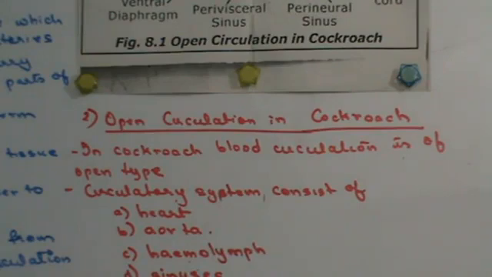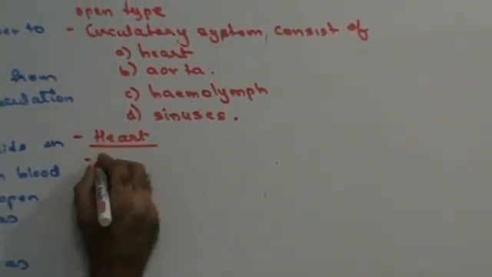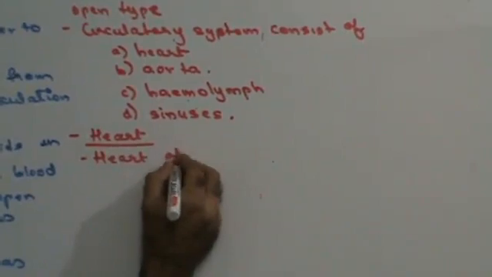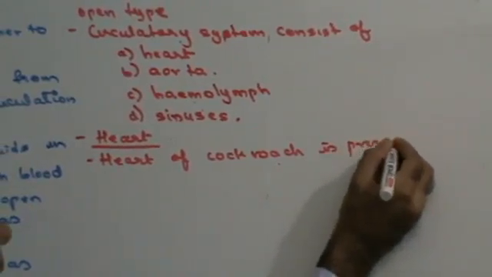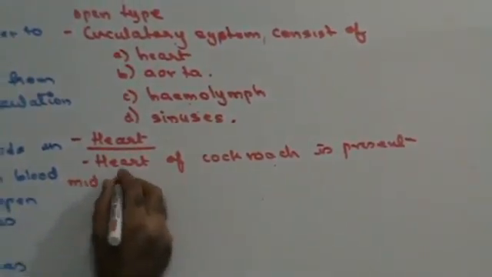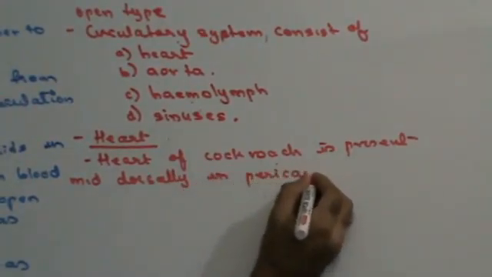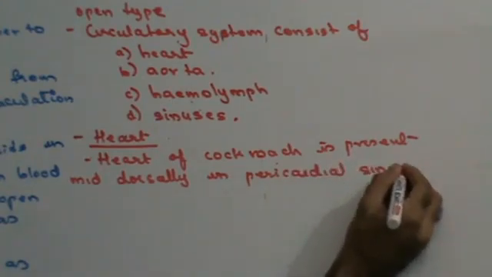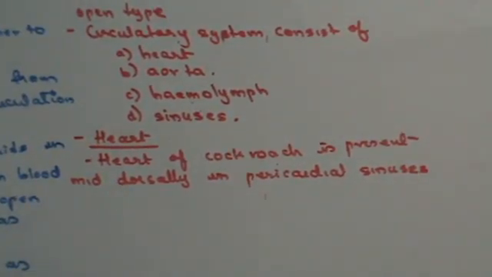First, let us consider the heart. What can I say about the heart? The heart of the cockroach is present mid-dorsally in the pericardial sinus. It is present mid-dorsally in the pericardial sinus.